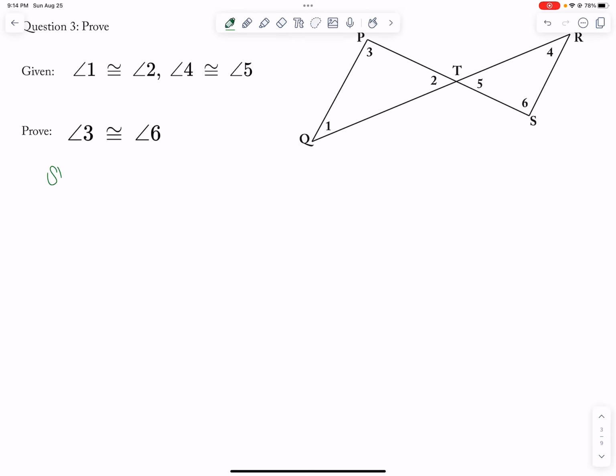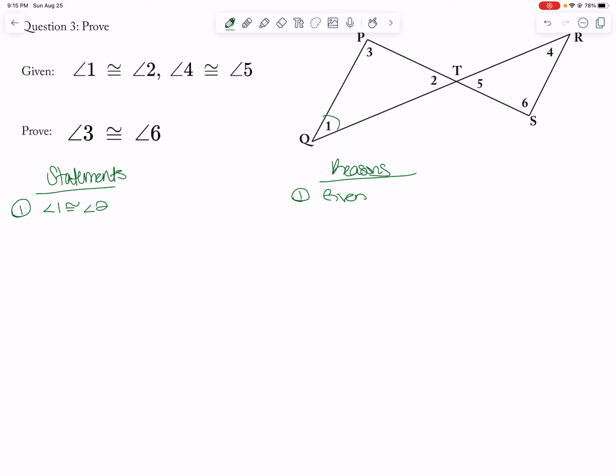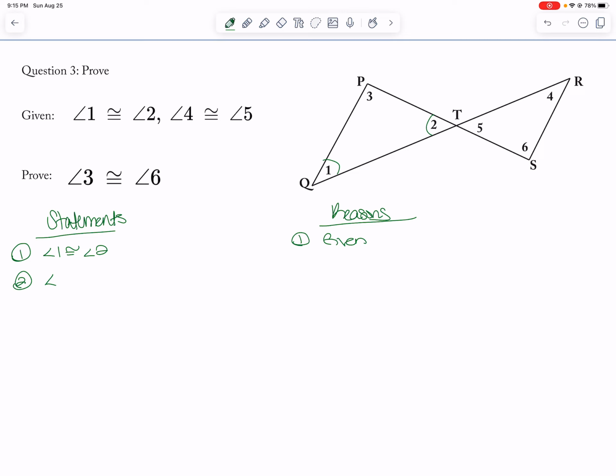All right, so now question number 3. Statements, reasons. The first thing is angle 1 is congruent to angle 2, and that's given. So those two are congruent. Then we can say angle 2 is congruent to angle 5 because those are vertical angles. And then 3 would be angle 1 is congruent to angle 5, and that's transitive.